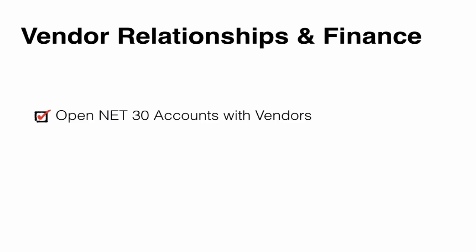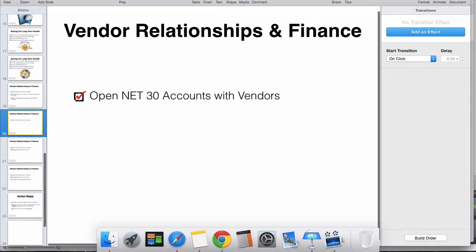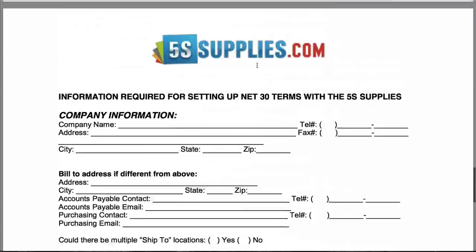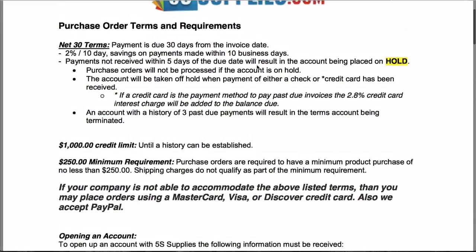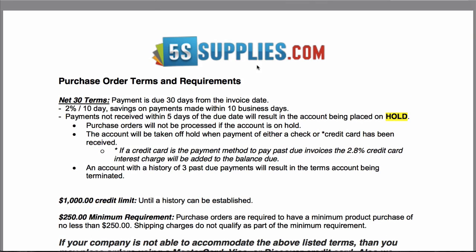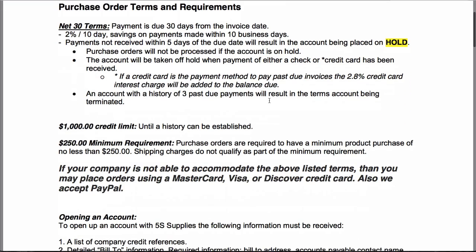So let's take a look at what a Net30 application even looks like. I'm going to hop over to the internet here, and this is just a random Net30 application that I pulled up from a company called 5S Supplies. As you can see, it says Net30 terms: payment is due 30 days from the invoice date. What that really means is you order a product, they invoice you, meaning they're shipping the item out to you and putting the amount on the invoice, and from that point on you have 30 days to pay for that product. It's pretty straightforward.